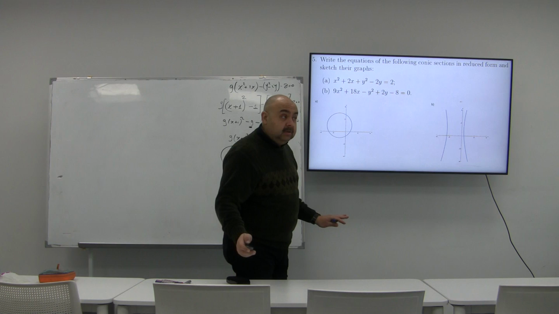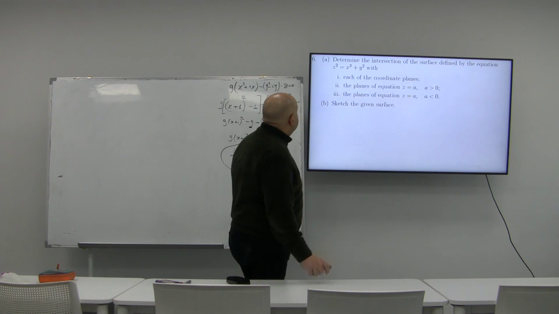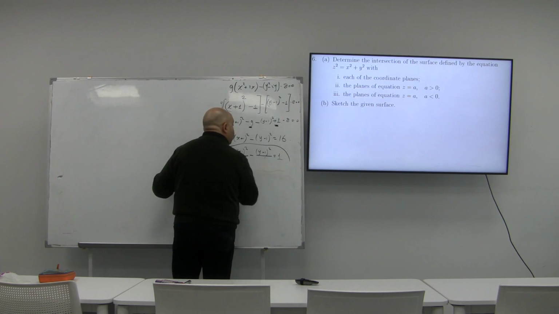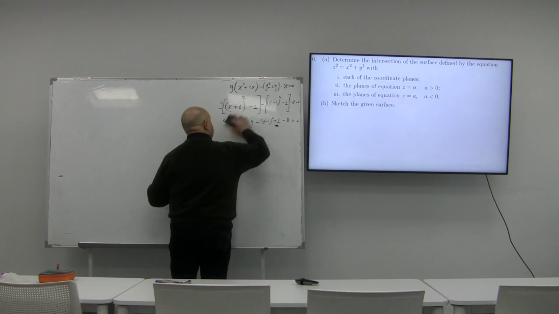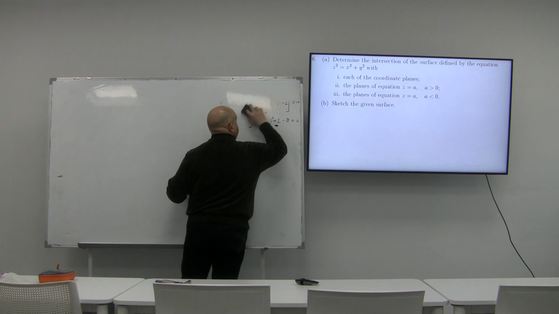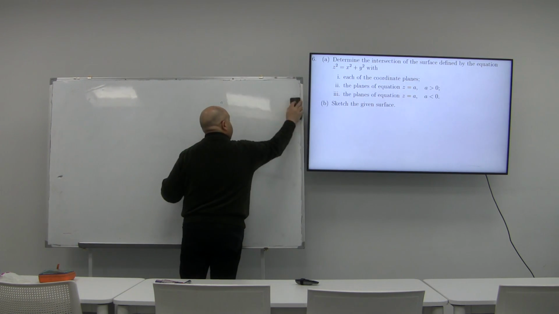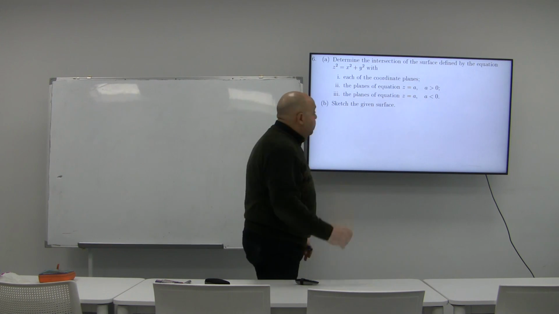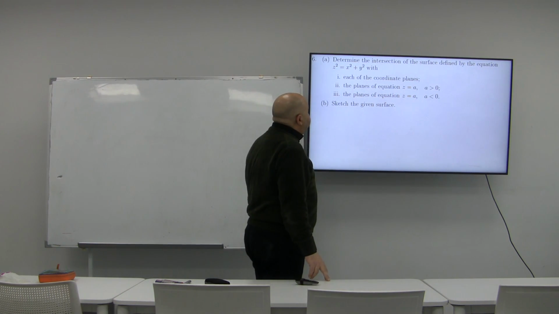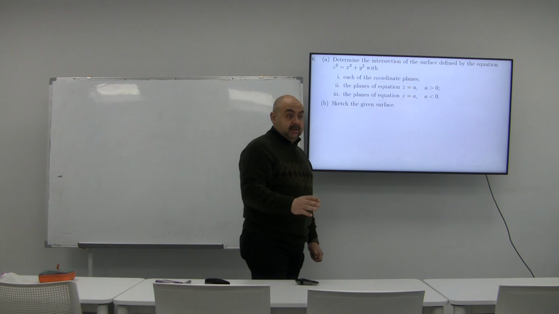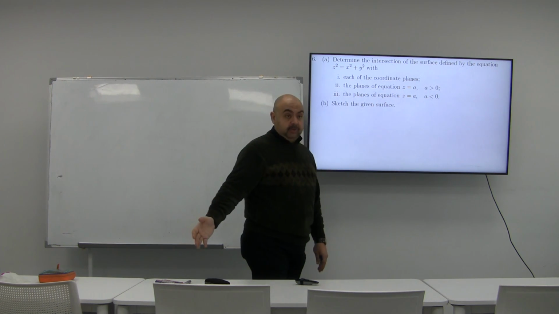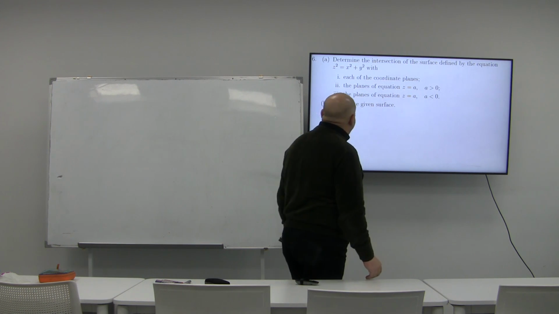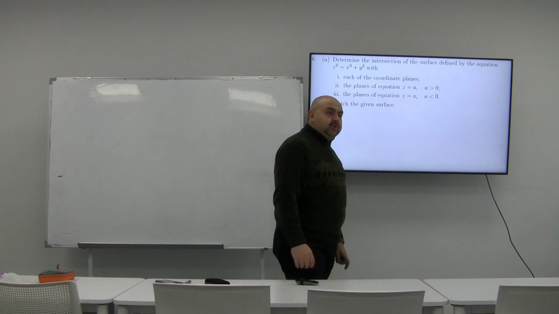Any questions? All make sense? This is important, and you will see how important it is with the upcoming set of problems. Now read carefully everything and take care about the details, okay? He is asking you to determine the intersection, which is important and has a lot of applications down the road, you will see, of the surface defined by the equation z squared equals x squared plus y squared.